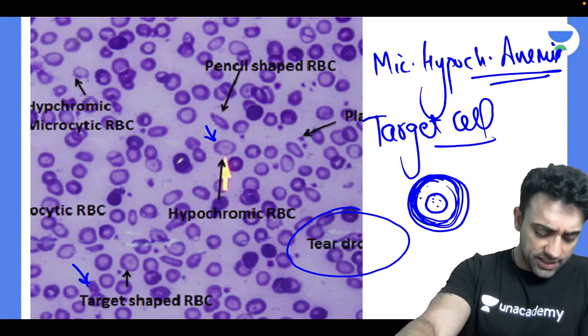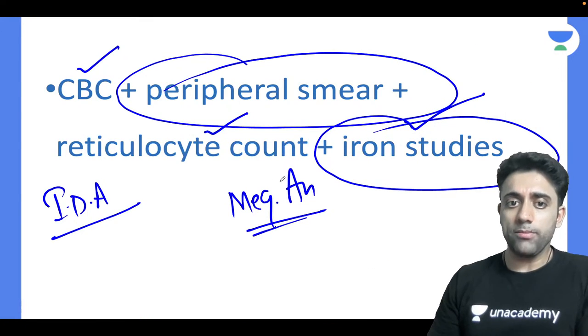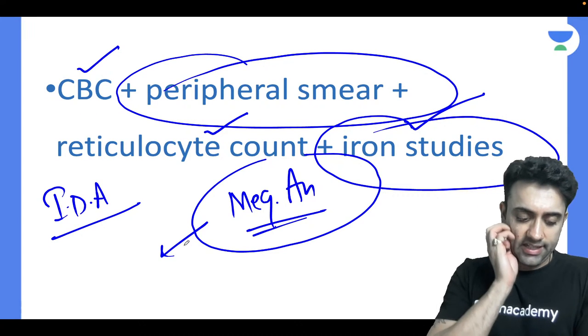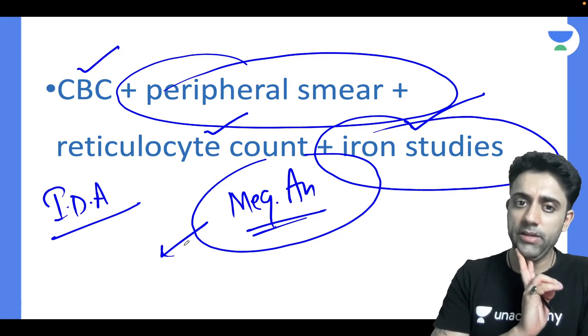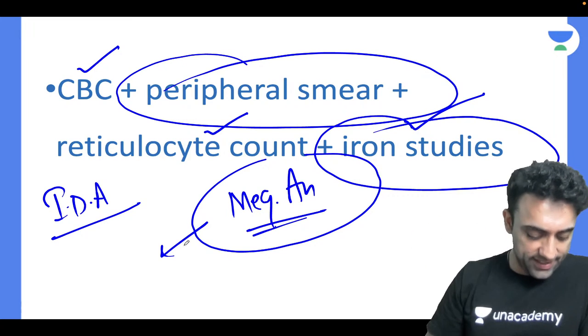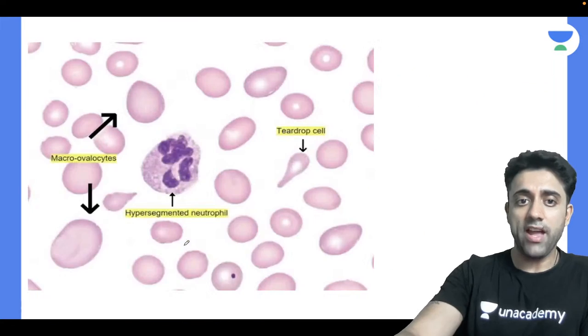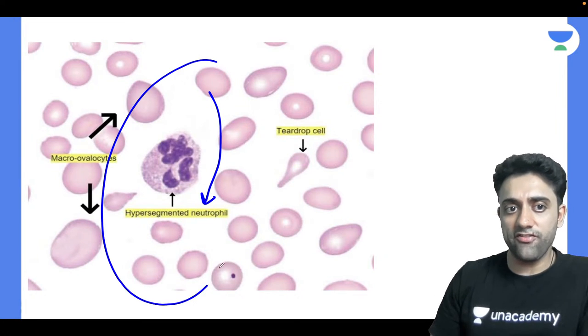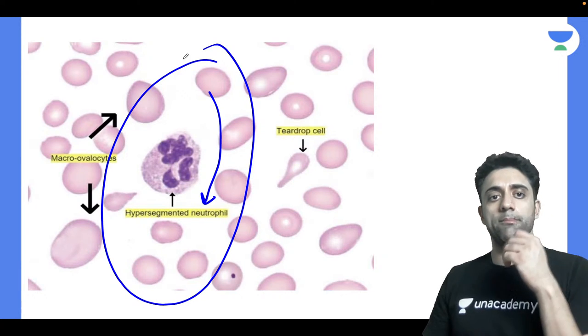And what in megaloblastic anemia, who will tell me? What is the important peripheral blood smear finding in a case of megaloblastic anemia? Who will tell me? Anyone? Megaloblastic anemia, exactly. Yasin, very good. Can we have a picture here? Not of you, Yasin, of this. So can we appreciate a very, very important feature of megaloblastic anemia?